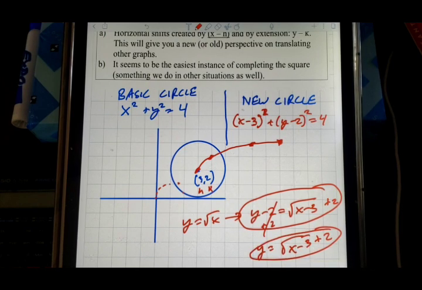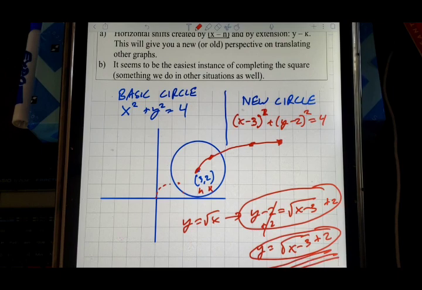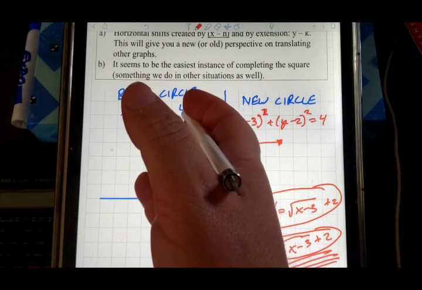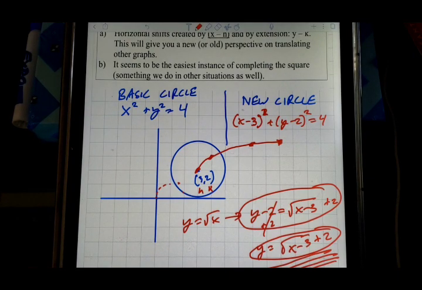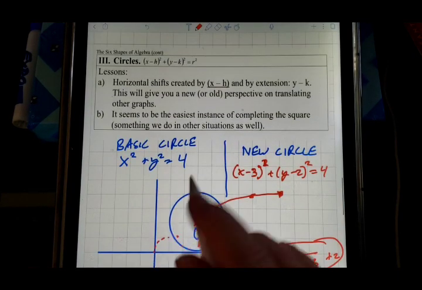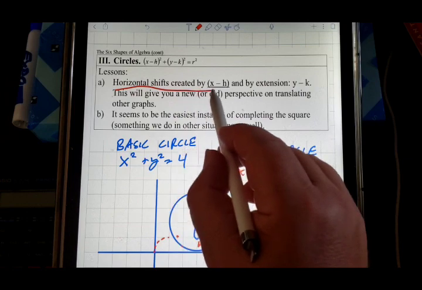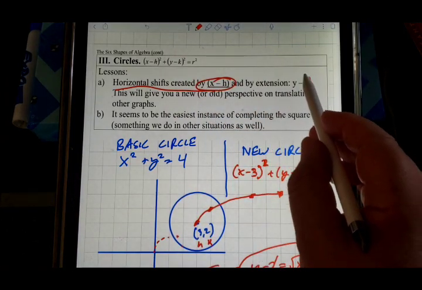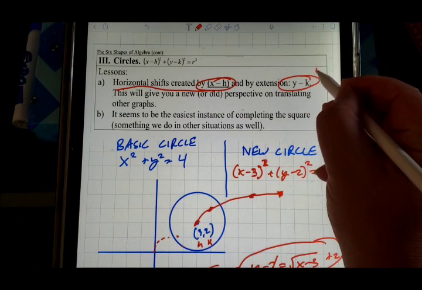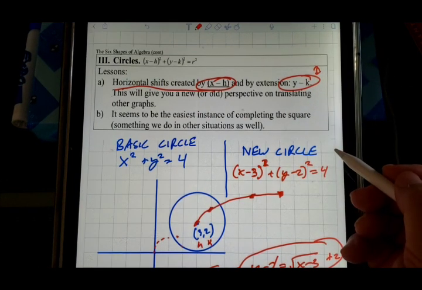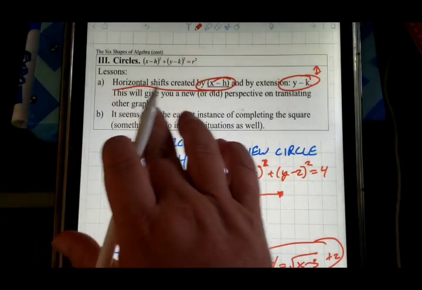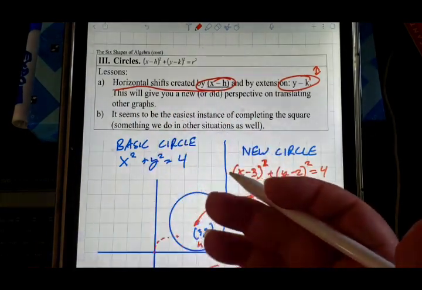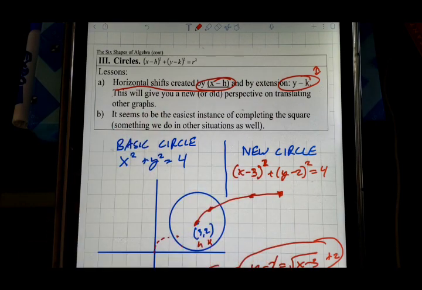So a lot of times when the student has a problem with this graph, like how do I graph this, I like to say, ask the circle. Because the circle has a lesson. It tells us how horizontal shifts are created by x minus h, and by extension, y minus k is a vertical shift. It gives us a new, or old, more familiar perspective on translating any graph.